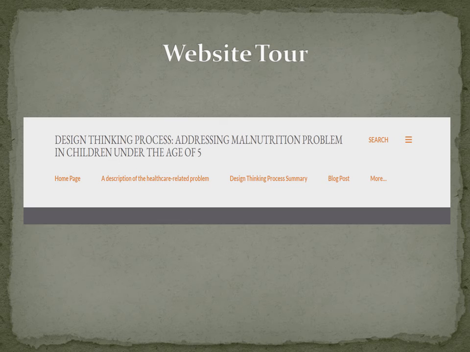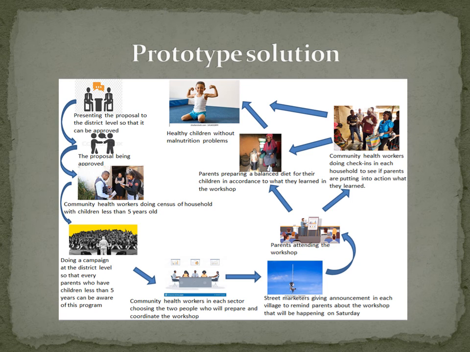We also have, above, the search tab where you can do searching. And we are seeing three horizontal lines, which have more information about the author of the website. So the following is the prototype solution.